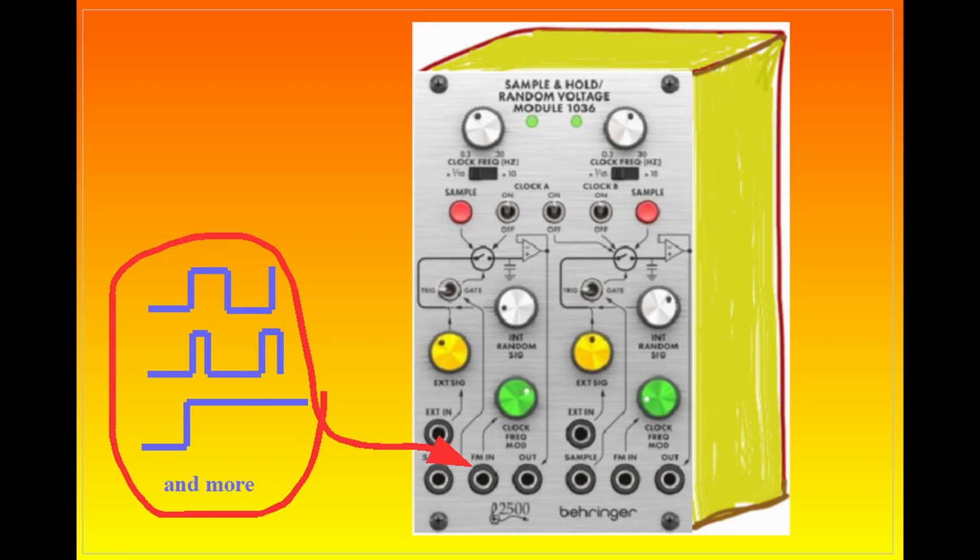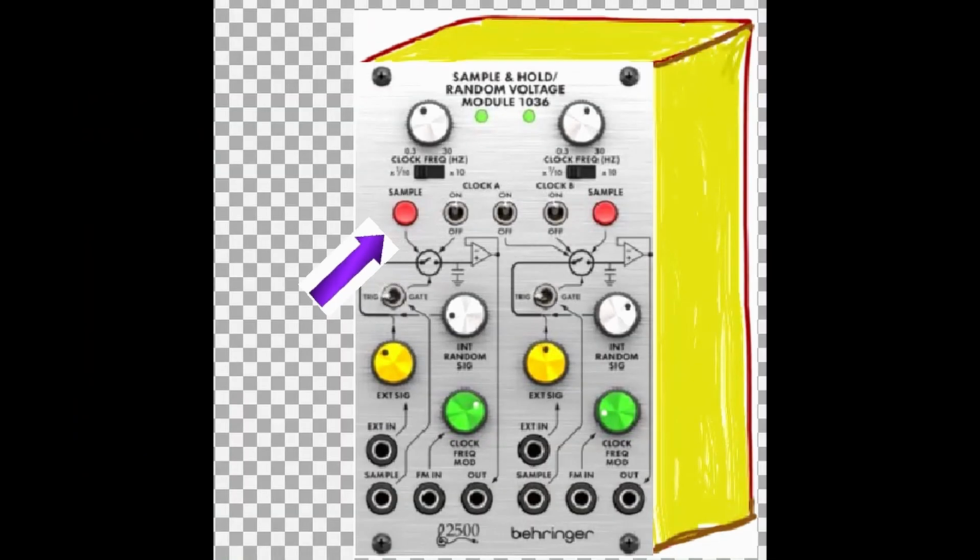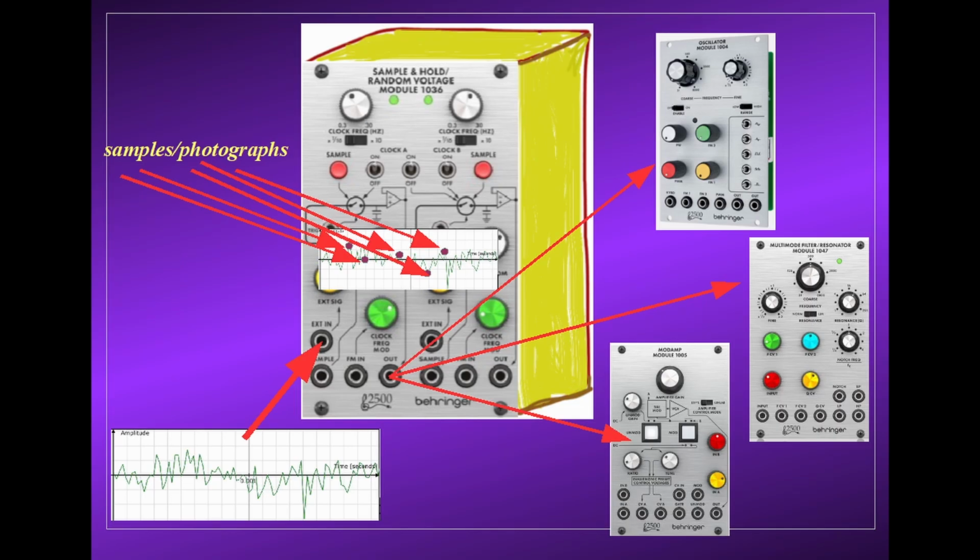The external clock generator can be a square wave, a pulse wave, an upflank of a gate signal, and a lot more. I will talk about more details later in this video. I can initiate a sample even manually by pushing the little red button. At the output jack, the module delivers a voltage, respectively a series of voltages, mostly used as control voltages to modulate things like pitch or cut-off frequency at the other modules according to the taken sample.